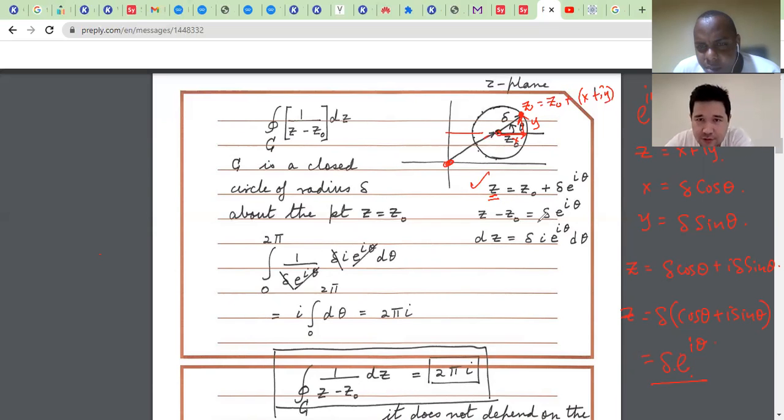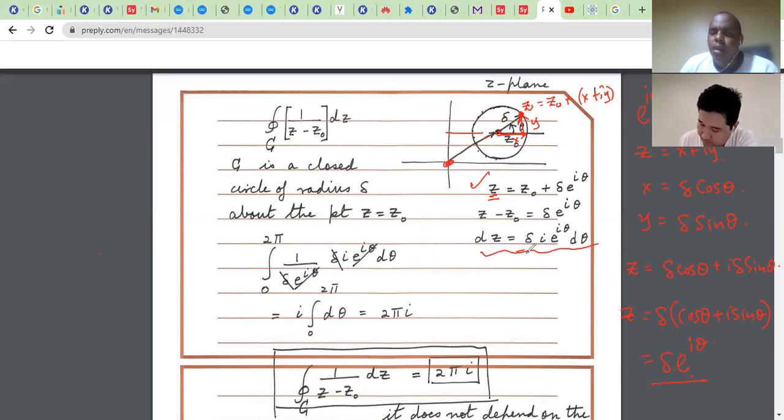So z minus z naught becomes equal to delta e^{iθ}. dz becomes equal to delta i e^{iθ} dθ. So this is elementary calculus.